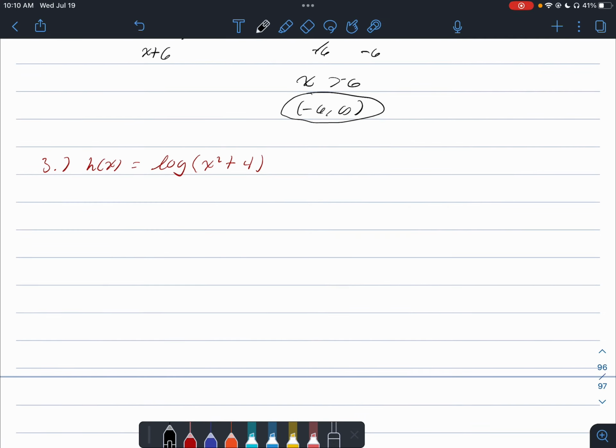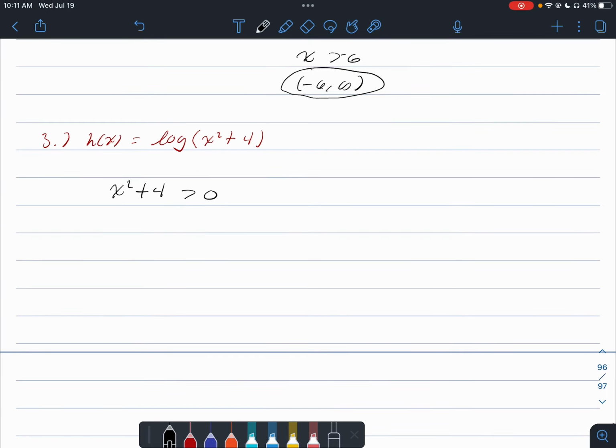This last one here, just for fun. Here we have log of x squared plus 4 is greater than 0 to find our domain. So we have x squared plus 4 is greater than 0. You can hopefully just see this fairly quickly. If we looked at any value here, this will always be positive. And the way we know this is any value you square, whether it be negative or positive, 0, it doesn't matter, it will always be a positive number.